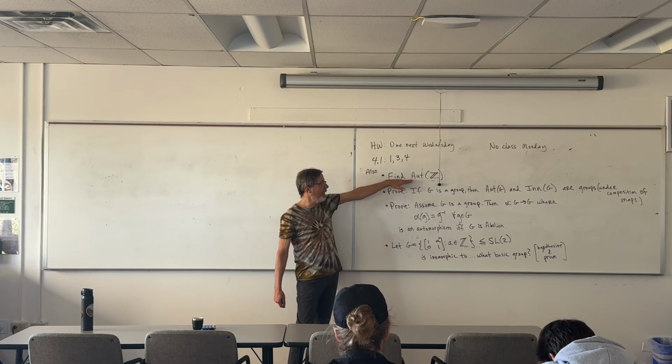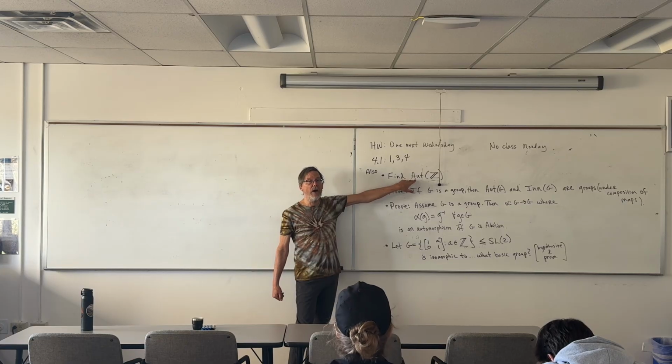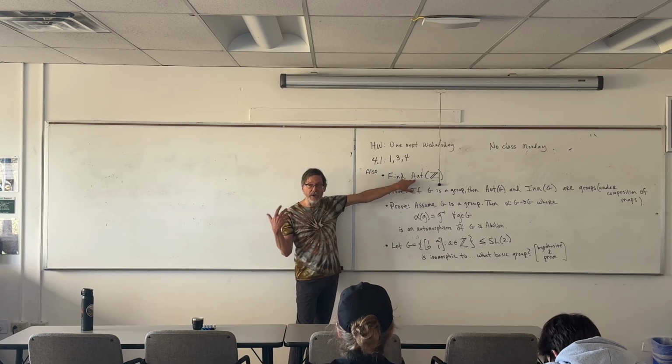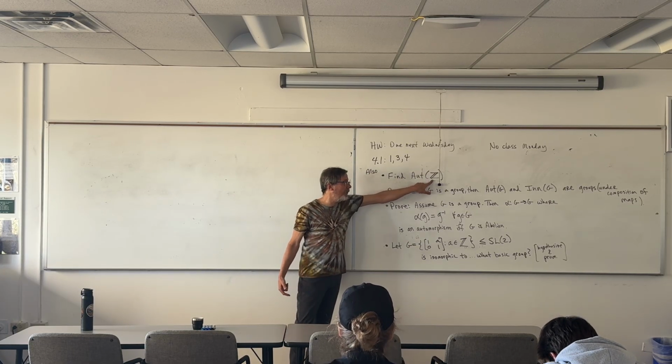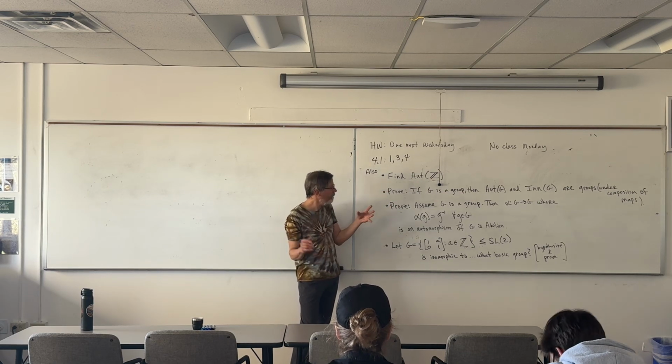This I will explain, but this is essentially find the group of automorphisms on the integers under addition. So when I write this and I tell you that's a group, that's Z with plus as its operation.